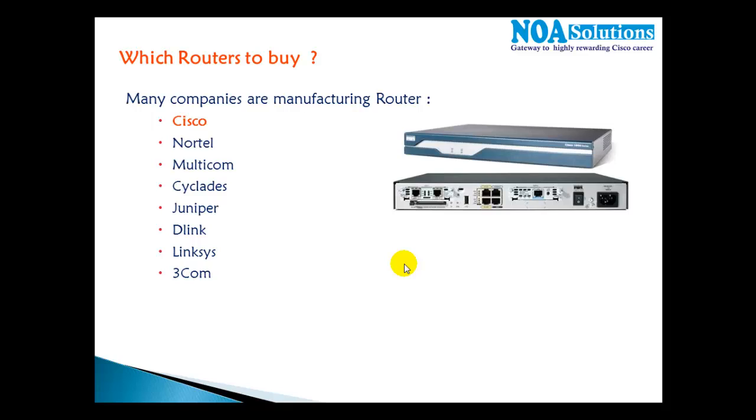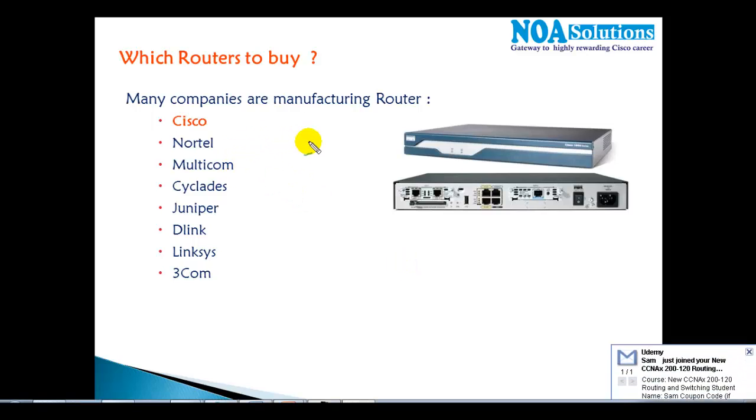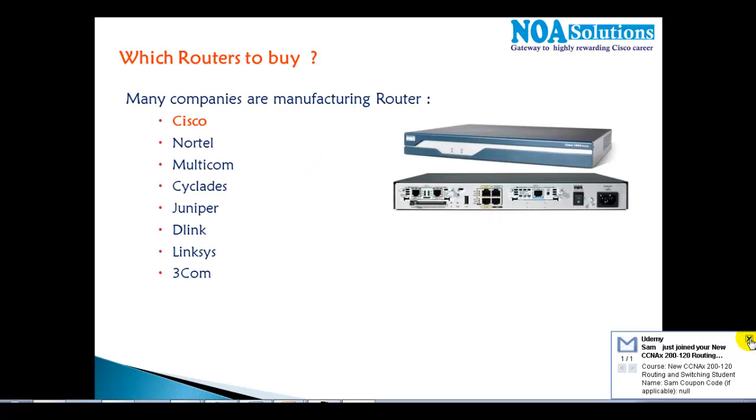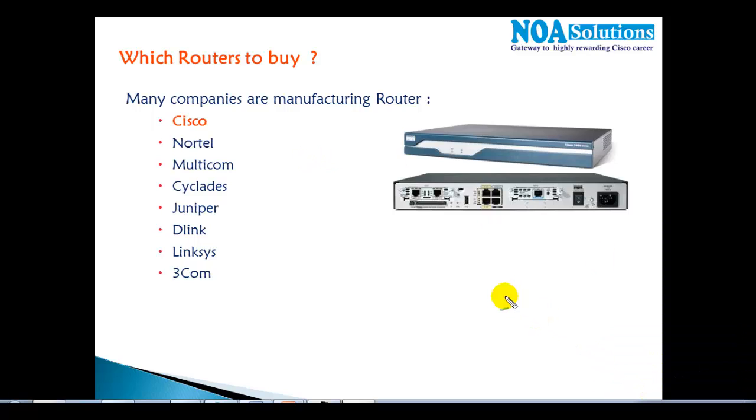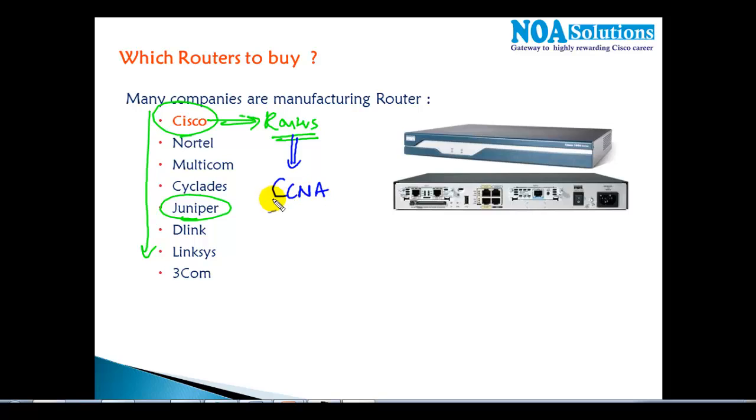The next thing we need to understand is which router we need to go for. We have plenty of vendors in the market who develop plenty of routers. I have a list of vendors who develop routers: Cisco, Nortel, Cyclers, Juniper. Cisco is a leader in the market, a leading manufacturer of routers. Whatever routers we are going to learn here in your CCNA course, we are going to learn all about Cisco routers.